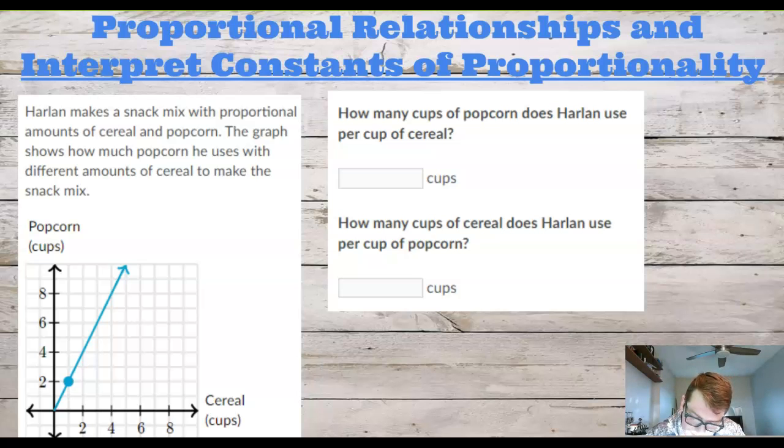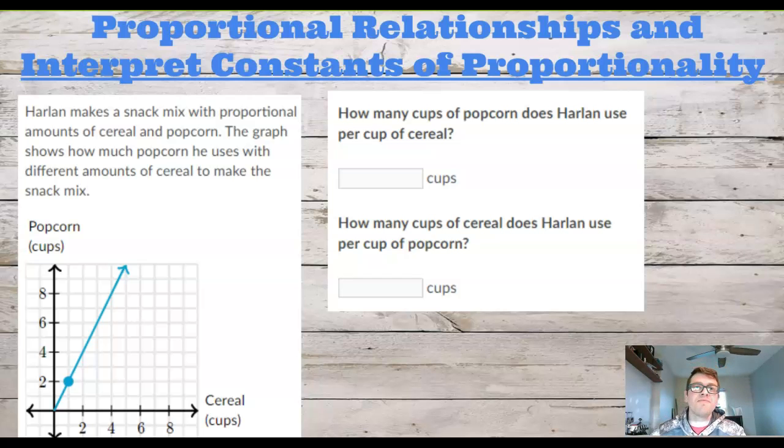How many cups of popcorn? I think the first question is 2 cups. How'd you figure that out? So I looked at the graph, and the cereal cup lies above 1 cup, so I figured out that there's 2 cups per a cup of cereal.